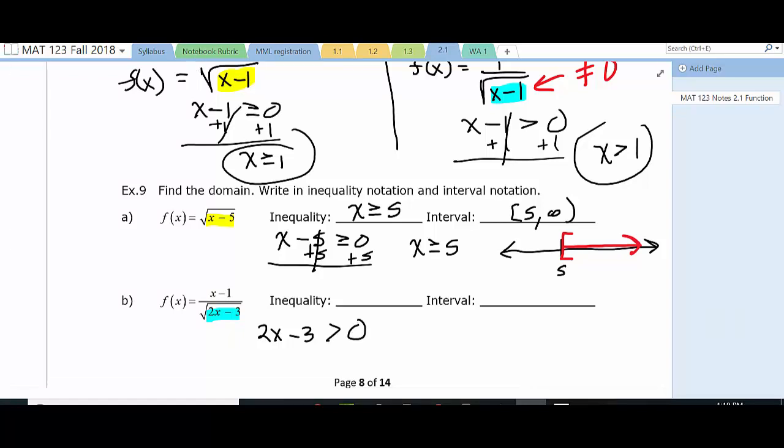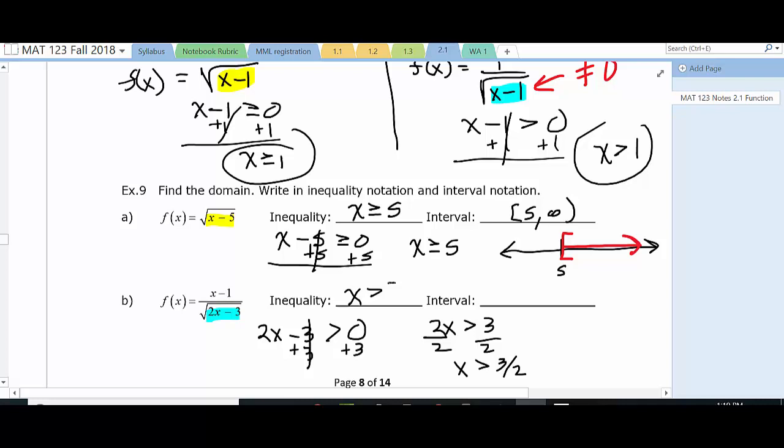Then you just solve the inequality. So what you do is add 3 to both sides. That would give 2x greater than 3. Divide by 2, so you'd end up with x must be greater than 3 halves. So you would write your inequality for your domain like that. And then in interval notation, it's going to be 3 halves to infinity. But are you going to use a bracket or parenthesis on 3 halves? You've got to use a parenthesis.